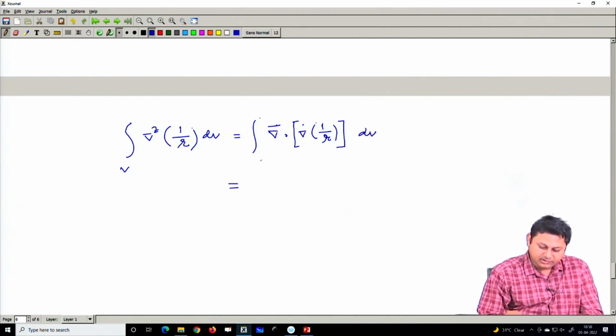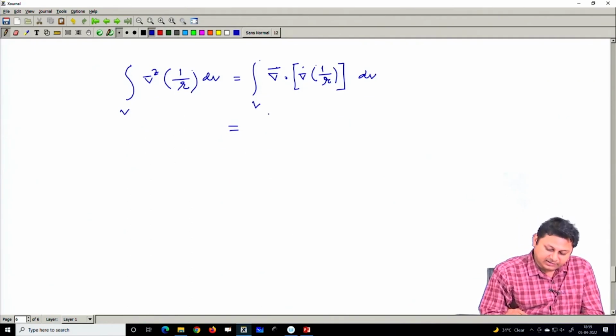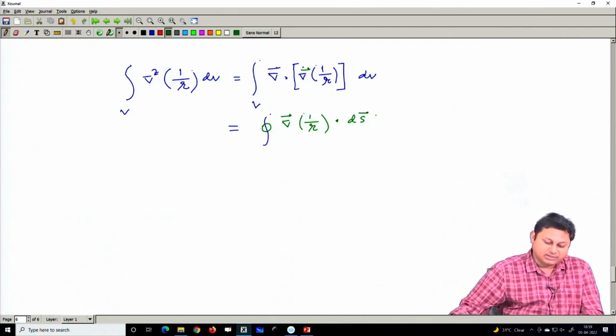Now, exploiting this divergence theorem, I can write it as the closed surface integral of this quantity, I put the vector sign here, of this quantity over this ds that we calculated earlier.